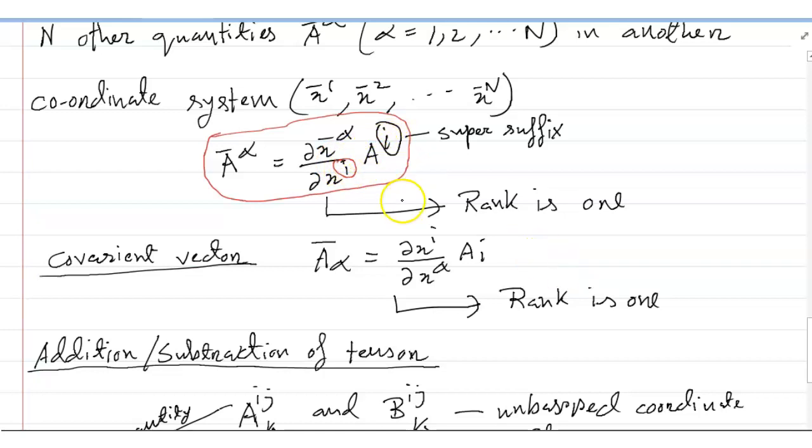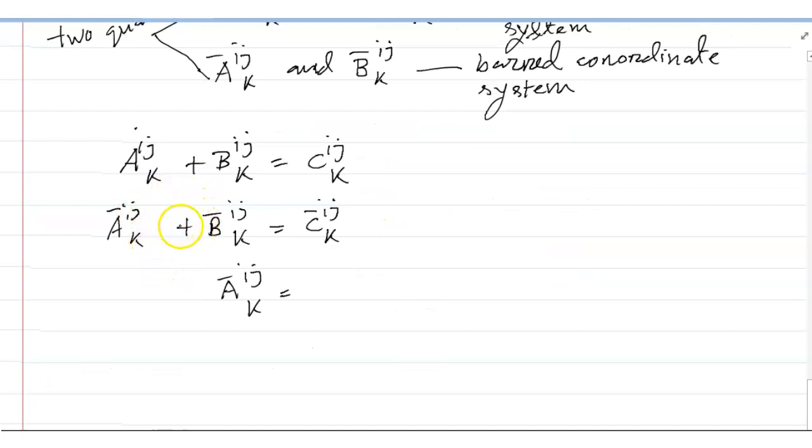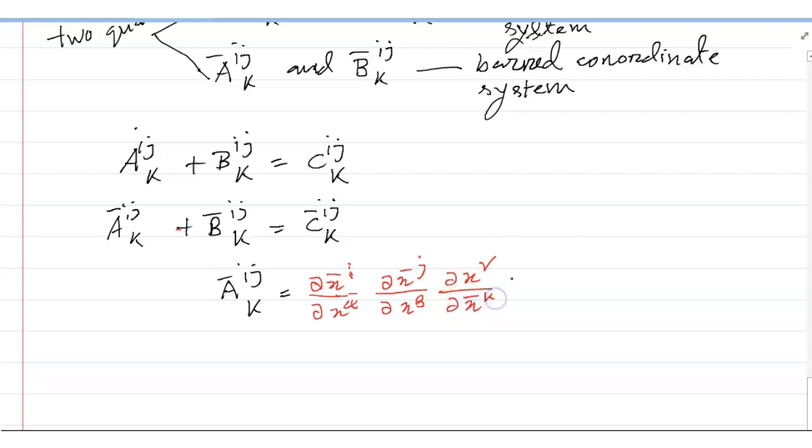I is a dummy index. It can be written as del x bar to the power i into del x to the power alpha, and del x bar to the power j divided by del x to the power beta, del x to the power gamma divided by del x bar to the power k, is equal to A alpha beta gamma. And another is B bar ijk.